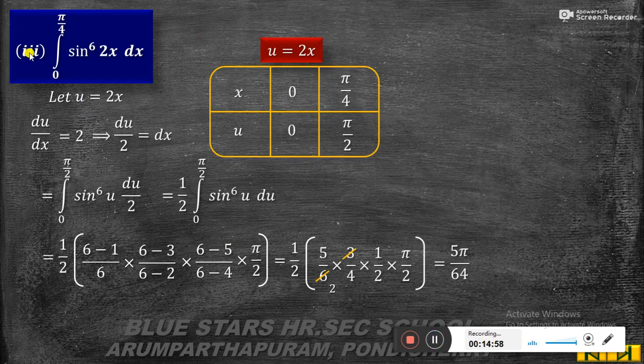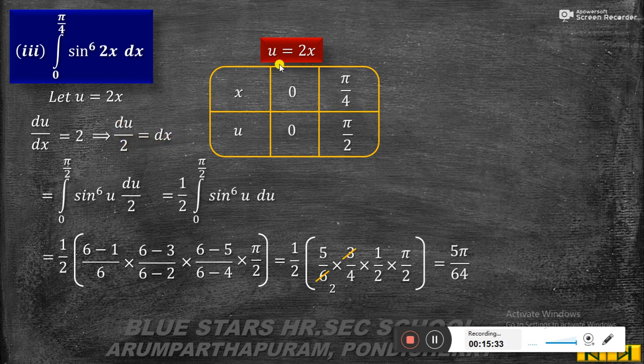So next, third subdivision: integral 0 to pi by 4 sine power 6 2x dx. Let u equal to 2x, so here you substitute. So du by dx equals 2 into, you differentiate x, which gives 1, so 2 into 1 is 2. Cross multiply: du equals 2 dx. So you write dx equal to du by 2.